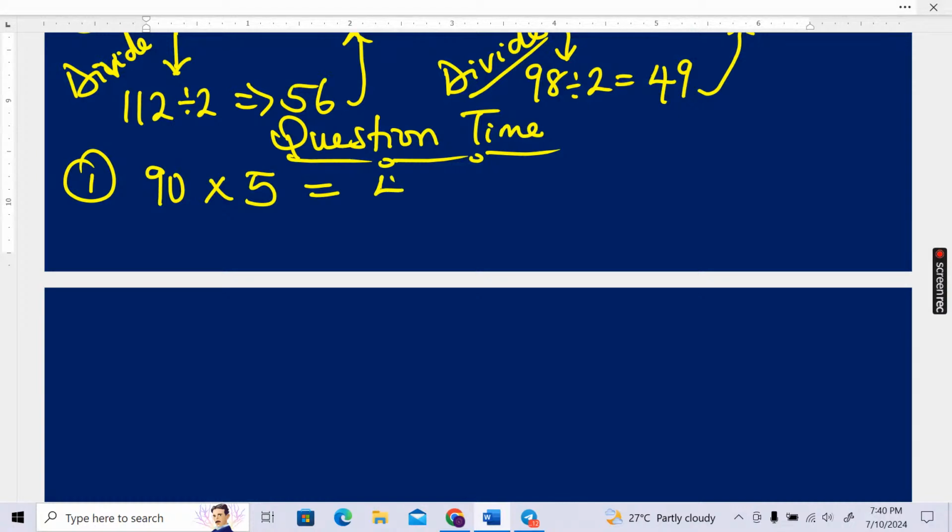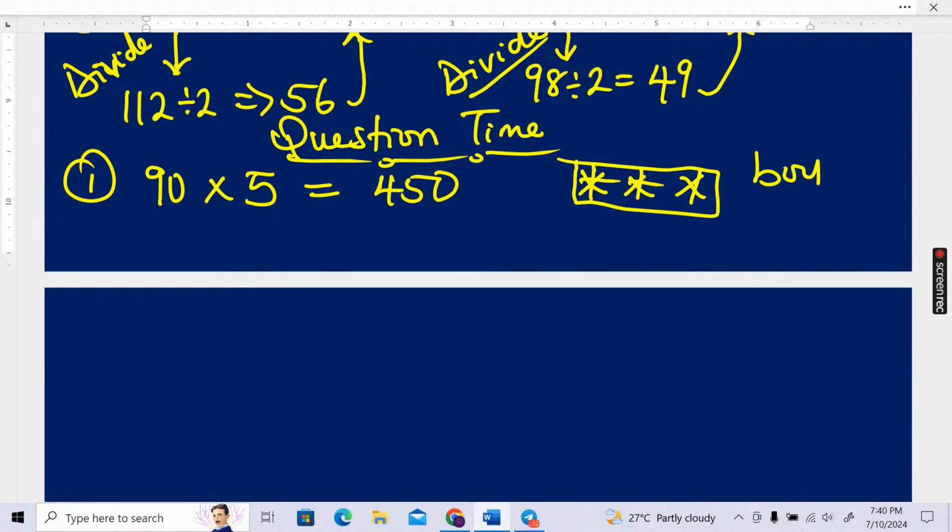So the answer is 450. You divide 90 by 2, that's 45. Write 0 beside it, then you have 450. So if you type 450, give yourself 3 stars. The boys typed faster than the girls. So I have more boys than the girls.